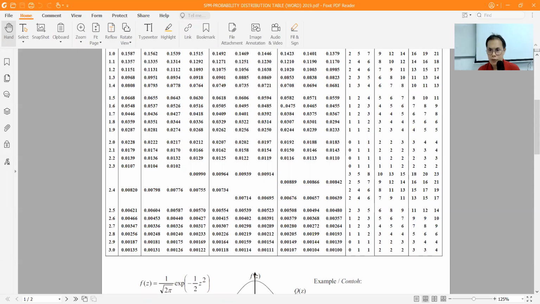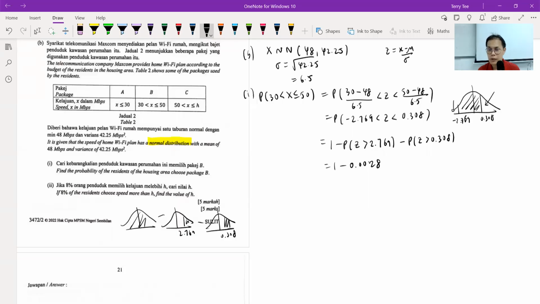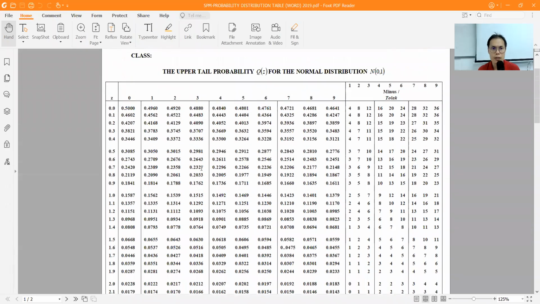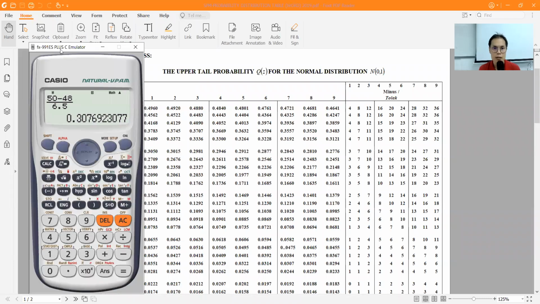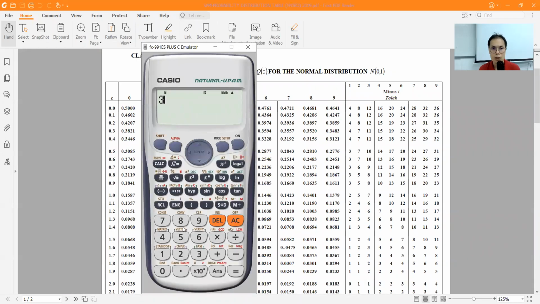Okay, now the second one, I want to find 0.308. 0.308 is here. This one, 0.30 is this. 8, I must minus 30. Minus 30 from the last digit. So you got to think minus 30. This is 3821. You minus 30, you get 3791. 0.3791. Okay.